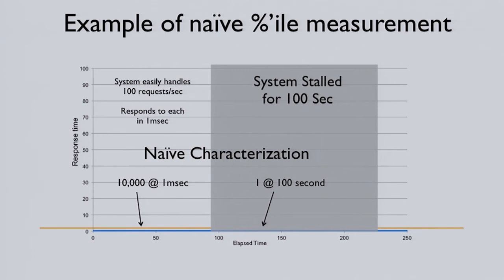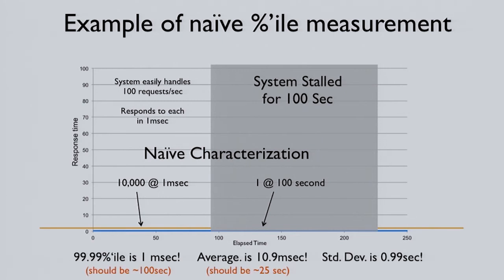Let's do the math. Right. The 99.9 percentile of this sample was 1 millisecond. It's the same system. Right? The average is 10.9 milliseconds, not 25 seconds. The standard deviation is 0.99 seconds in this case. And the other one I showed what it is. As you can see, this is a badly mistaken characterization of this hypothetical system. But if you have a measurement system that when presented with this system gives you these results, you shouldn't believe anything else it tells you.